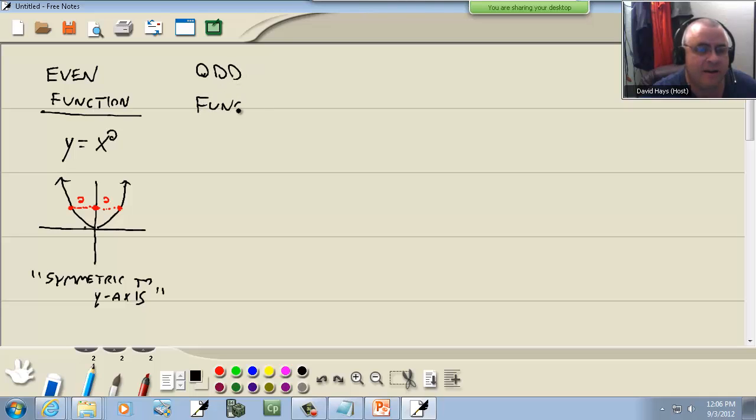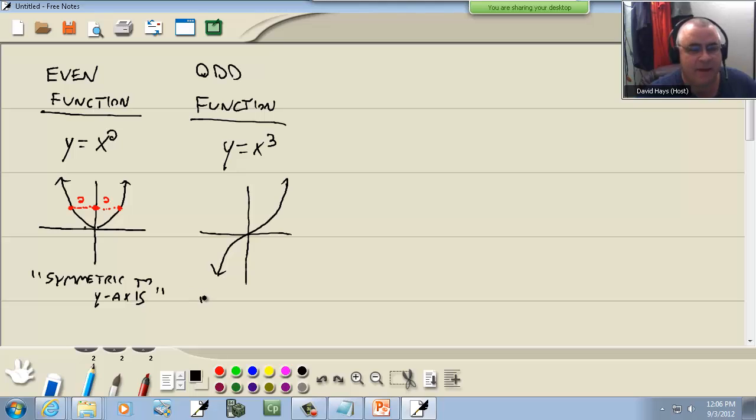Well, let's take a look at an odd function. Y is equal to x to the third is an odd function. Graph looks like this right here. And what makes it an odd function is the fact that it's symmetric to the origin. Has nothing to do with the odd power. I mean, it has a little bit, but you can't use that as your reasoning, because I could give you a different problem with an x to the third that is not an odd function. So again, it's symmetric to the origin. That's why it's an odd function.